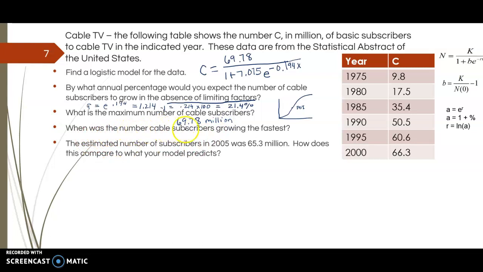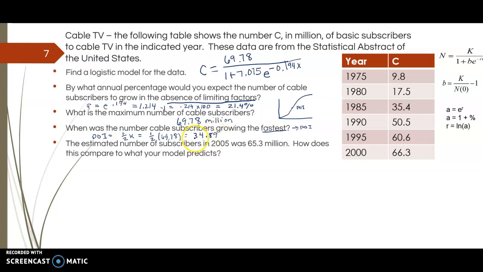Next, it asks me, when is the number of cable subscribers growing the fastest? For this, I have to remember that fastest is a hint to find that point of inflection, because that is where it switches from growing at an increasing rate to growing at a decreasing rate. We also know that the point of inflection is half of the maximum capacity or limiting value. So half of K, which would be half of 69.78, and again, going to my calculator for that number, 34.89.